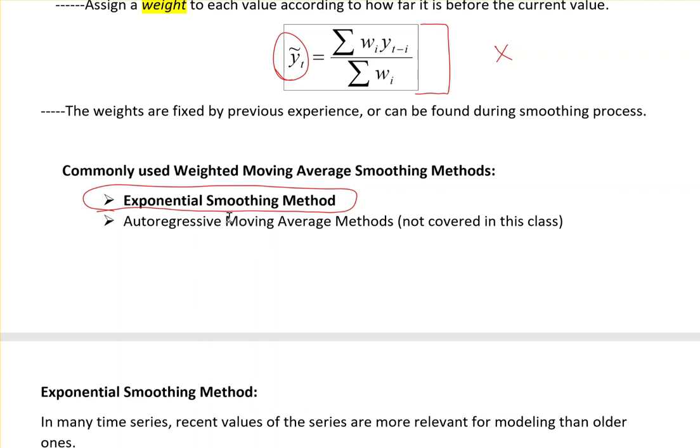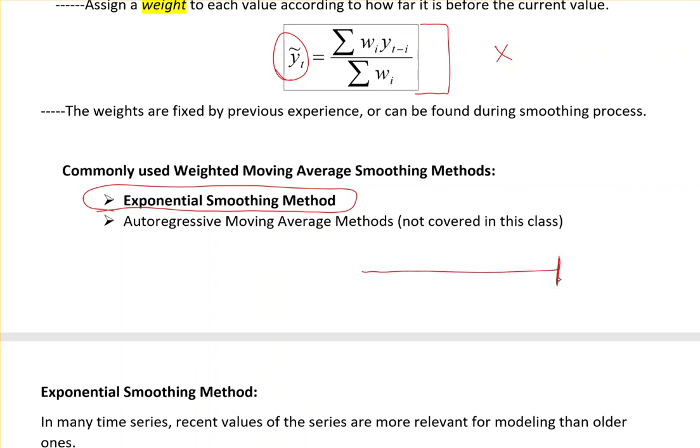It is an improved smoothing method compared to the simple moving average method. We still get the average, but we give different weights to the previous observations. If you look at the formula here, for every observation you have a different weight. But for the exponential smoothing method, we just make it simple because we divide into two parts.